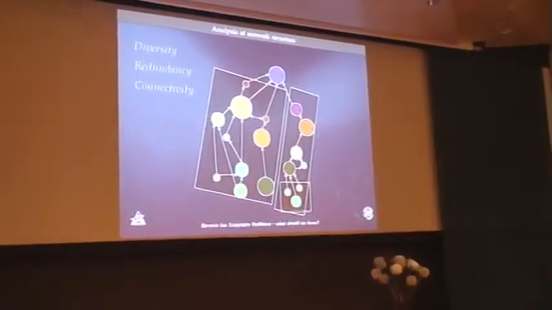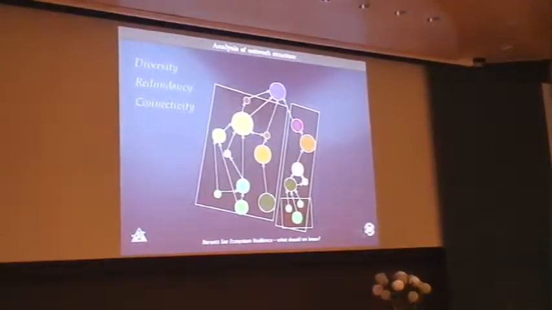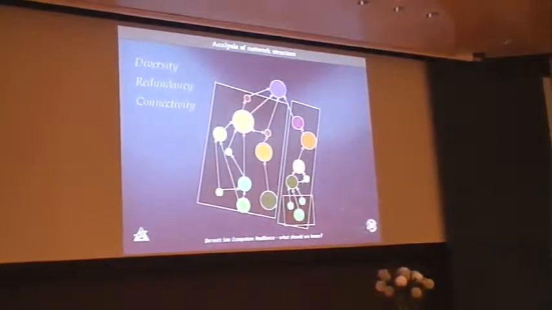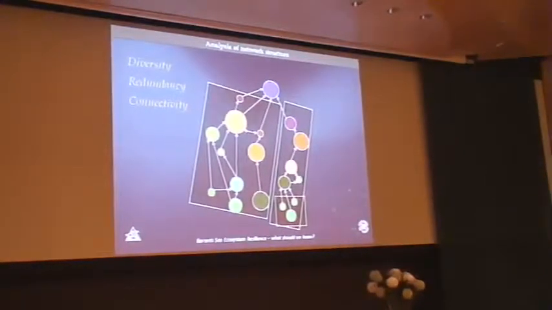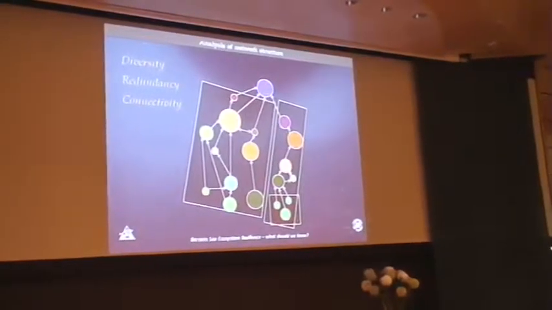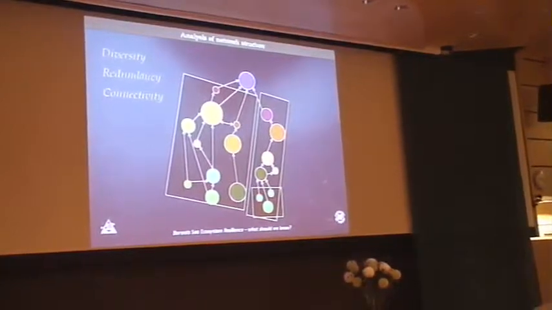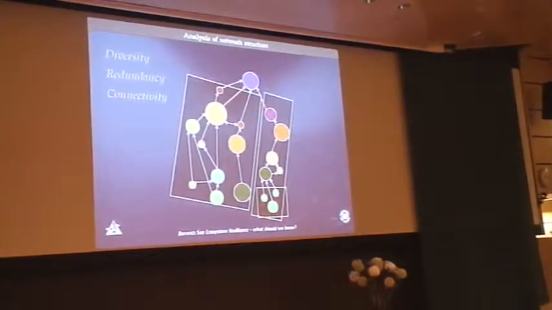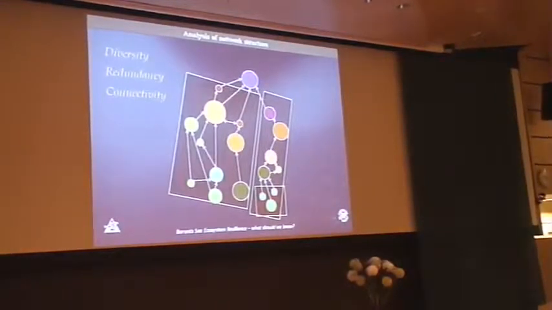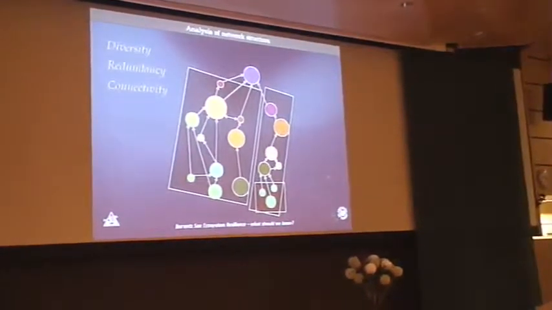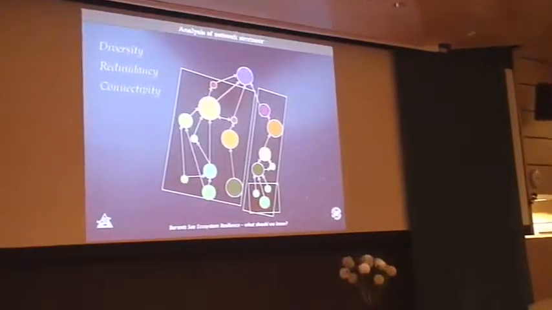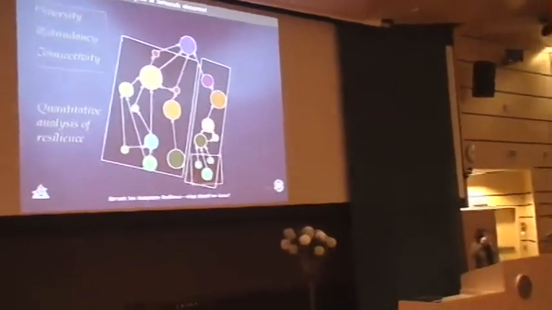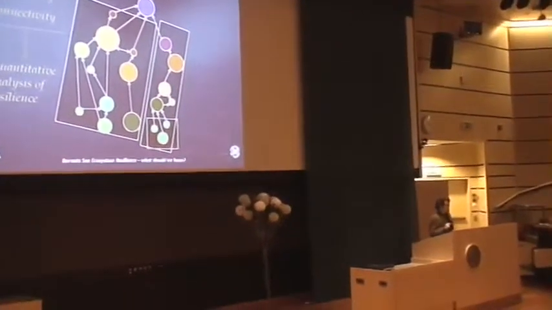There are configurations of the connections that make the system more robust or less. And there are parts of the system that can be heavily or not heavily connected. As you can see here, there are two main blocks that are fairly well separated in that representation, only linked by the top predator, the blue sector at the top. And it's by combining these indices of diversity, redundancy, and connectivity that we can actually achieve some quantitative analysis of resilience.